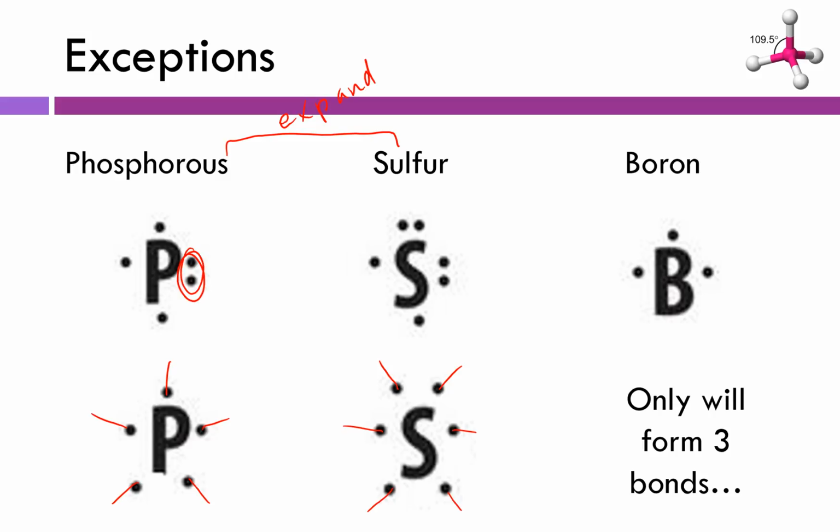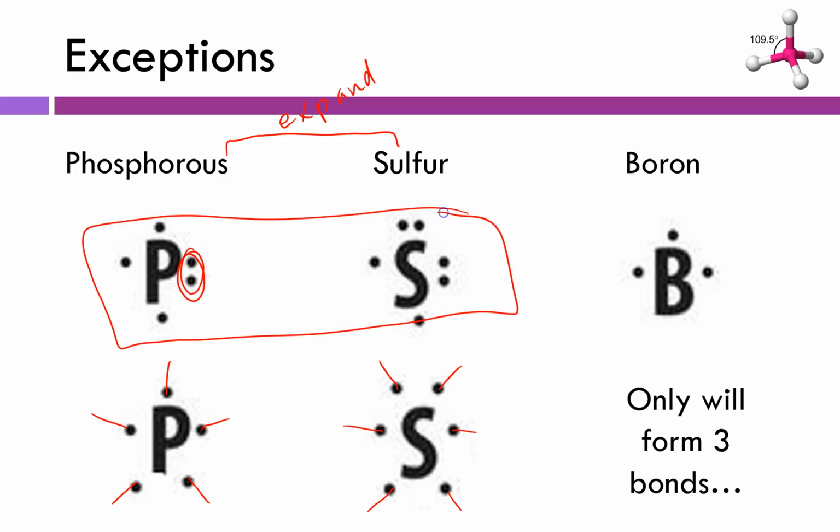For the record, if you are asked to draw Lewis dot diagrams for phosphorus or sulfur, these are the legitimate, correct Lewis dot diagrams. These are just pictures to help you visualize what's going on when the octet gets expanded. Oops, can't spell.